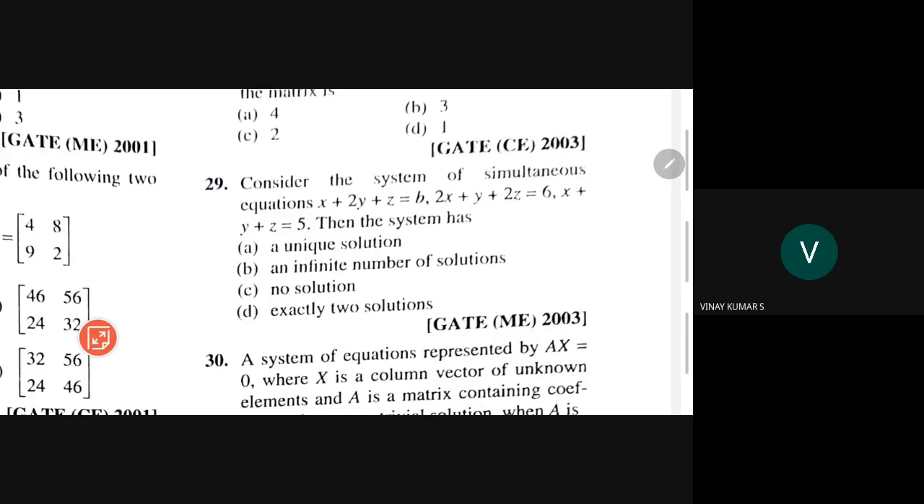Shiva Tripathi. Shiva Tripathi, are you hearing me? Shiva Tripathi? Yes, sir. Yeah, tell me this. Consider the system of simultaneous equations. That is the 29th question. I hope you are able to see that. And then the system has... Can you answer this question?